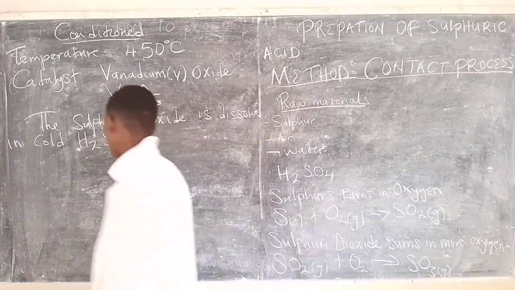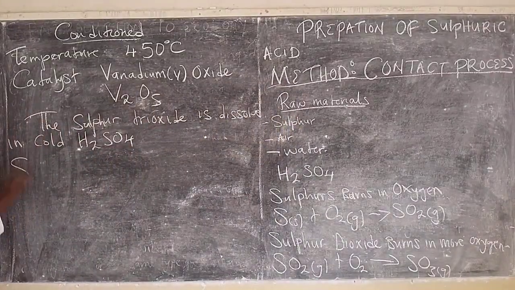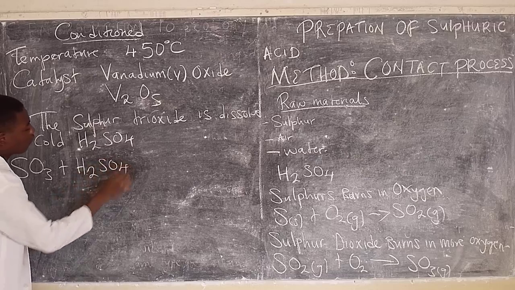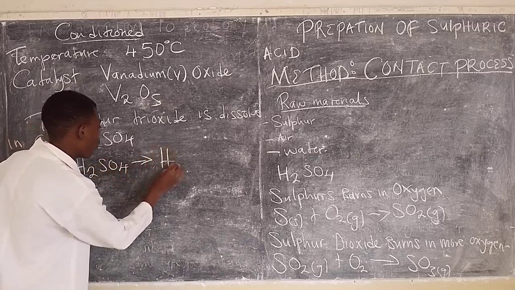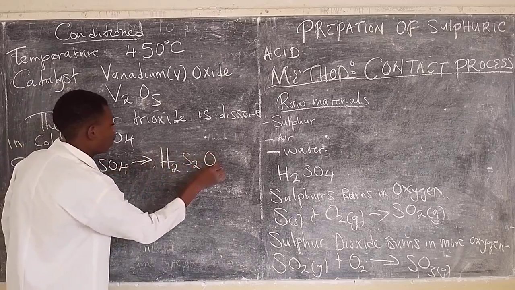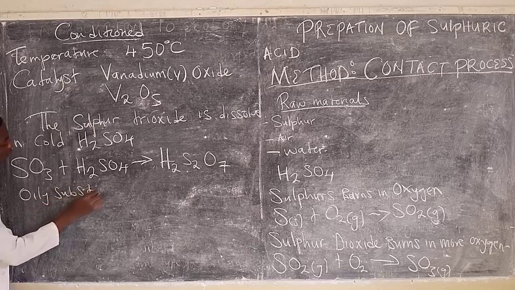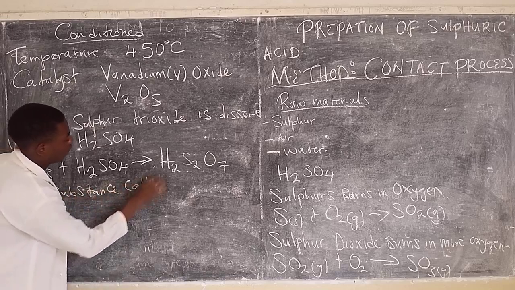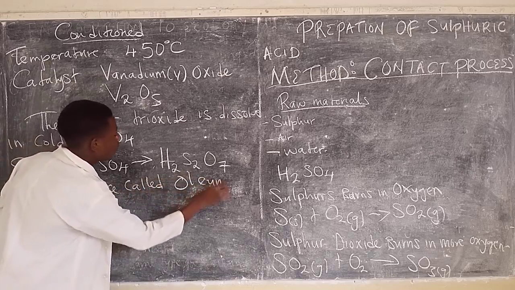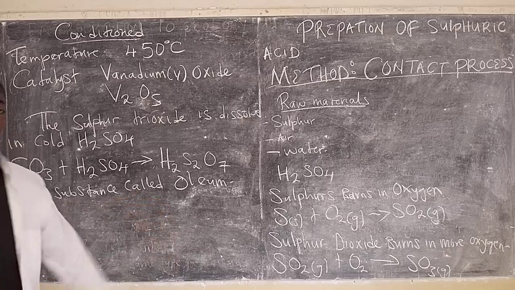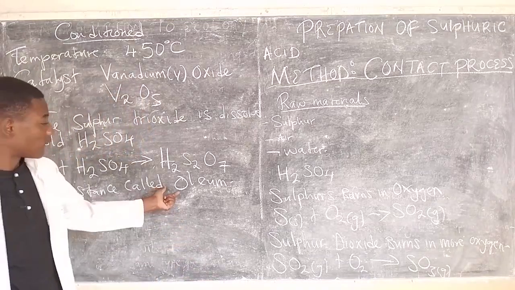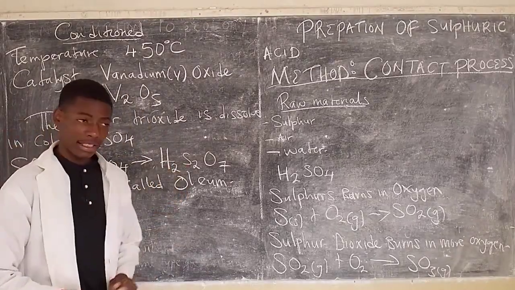When it is passed down in this, there will be a reaction: sulfur trioxide plus the sulphuric acid will produce a compound, and this is the one that is produced. What is produced is an oily substance called oleum. This is the substance that is produced, and its chemical formula is this.